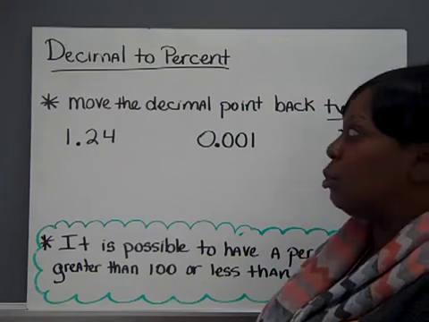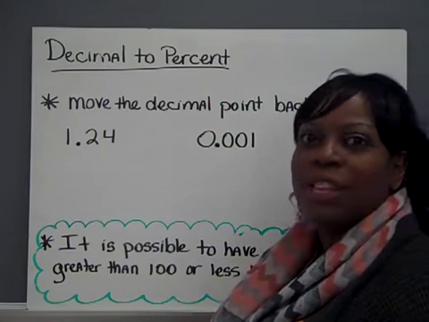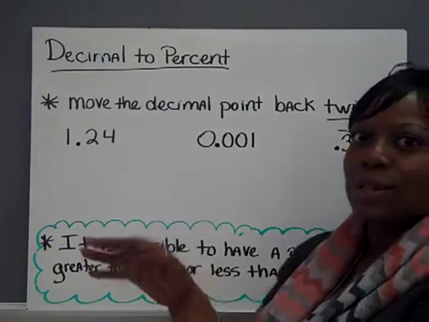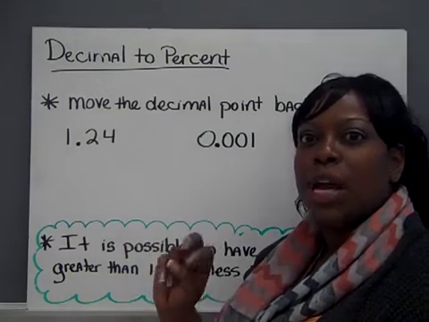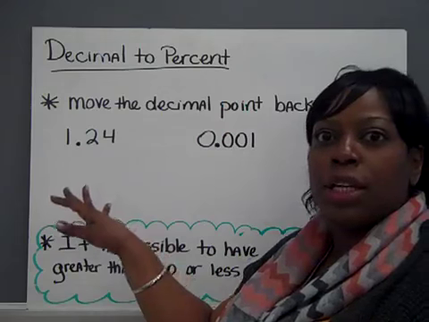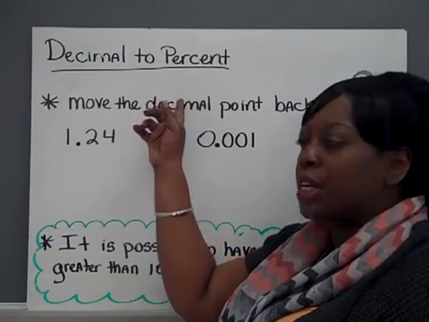Now, a decimal to a percent. This transition is a little bit smoother. There's only one thing you have to do, and that is to move the decimal point back 2 times. Yes, you always move the decimal point back 2 times. It does not matter where the decimal point is at originally. It will always be moved back twice in order to change to a percent.